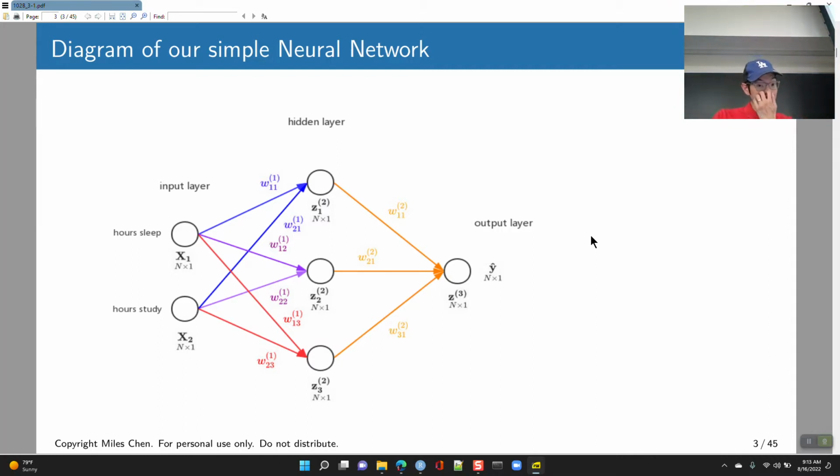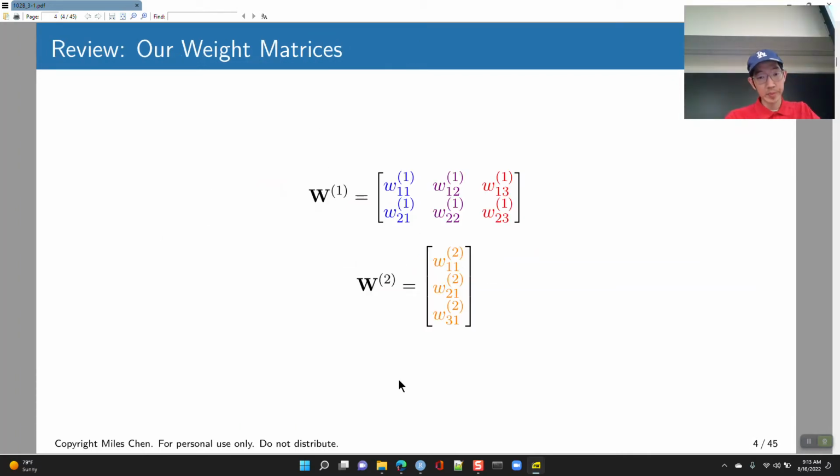Here is the diagram of our simple neural network. We've got 2 nodes in the input layer connecting to 3 nodes in the hidden layer, which connect to 1 node in the output layer. The connections are influenced by the weights. Those weights are gathered in our first weight matrix, W super 1, and the second set of weights are gathered in our second weight matrix, W super 2. Here they are, W1 and W2, and we can see the 6 weights arranged this way and the 3 weights arranged like this.